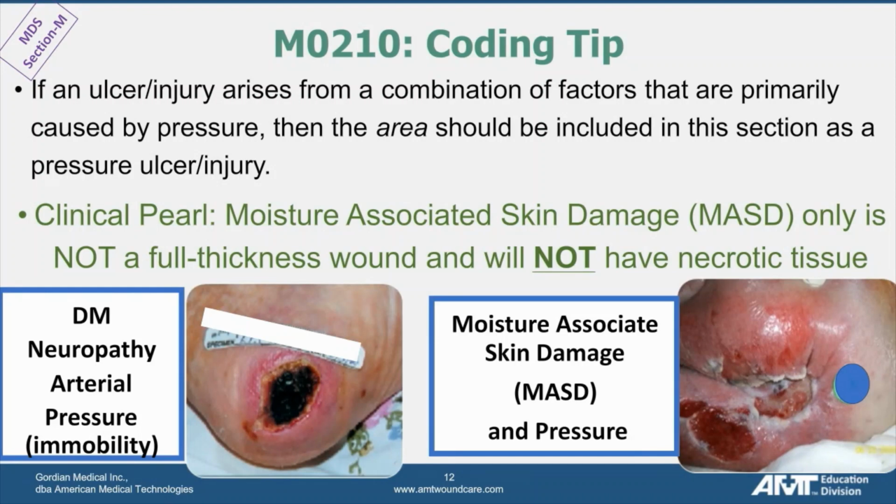So what we have here is someone who had MASD to start with. And please note, I even put it in green for you up here as a clinical pearl. Moisture-associated skin damage does not have necrotic tissue. It might have denuding or excoriation from scratching. The term excoriation means scratches. With MASD, due to incontinence, it can be very itchy and painful and stinging to our residents, and so sometimes they scratch. But that's not the issue. The MASD makes the skin more vulnerable to pressure. So this is a combination wound related to moisture-associated skin damage and pressure, and you must code it as pressure.